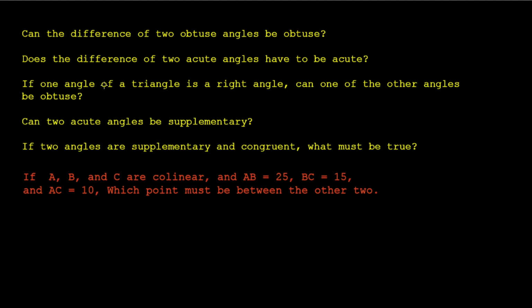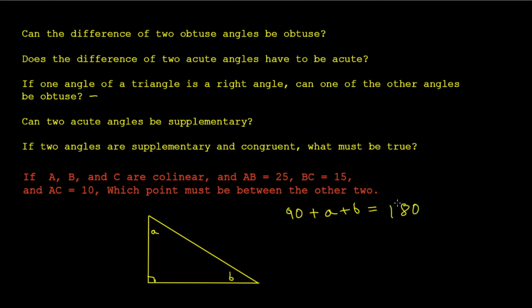Next question, if one angle of a triangle is a right angle, can one of the other angles be obtuse? So again, we're going to draw ourselves a picture. You will find most things in geometry are much easier if you draw them out and you can see them visually. That is a right angle. We're going to call that angle A and angle B. So as you know, 90 plus A plus B equals 180 because there are 180 degrees in a triangle. Therefore, A plus B equals 90.